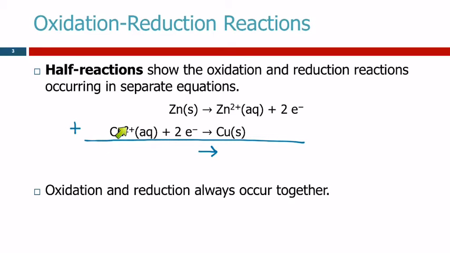So what do we have over here? We have copper ion and zinc and 2 electrons. We've got zinc metal and copper ion and 2 electrons.